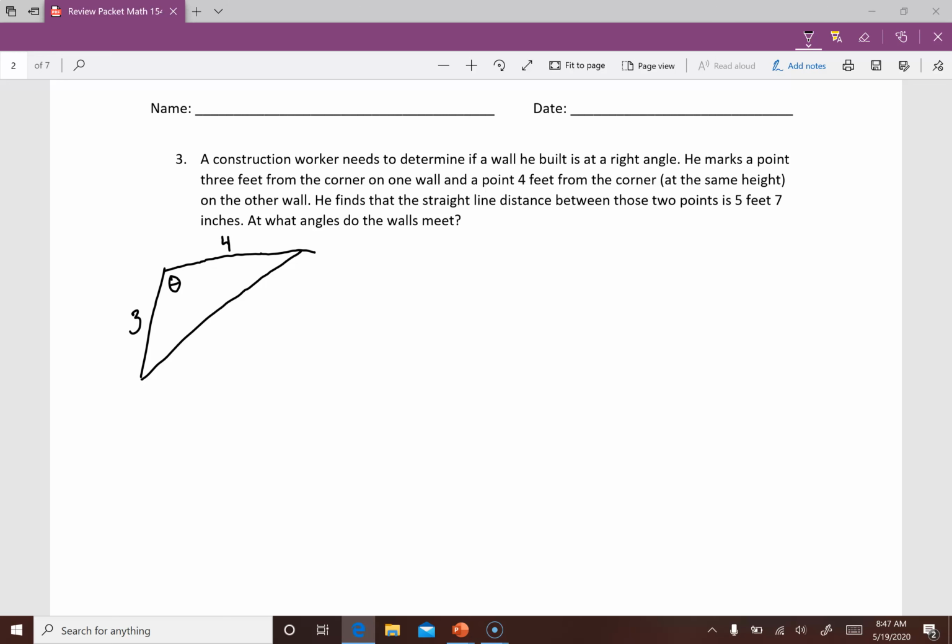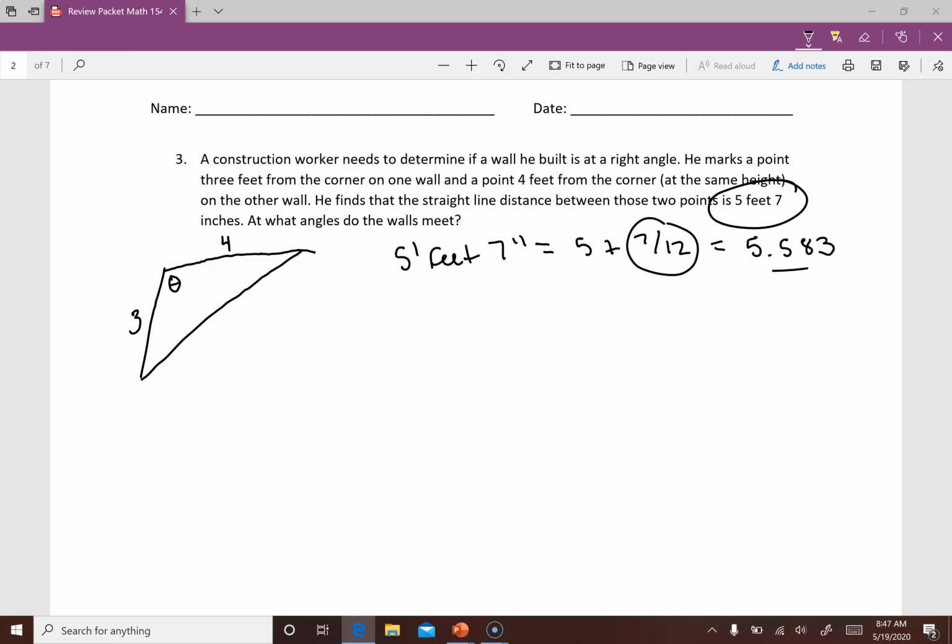Well, first of all, we need to convert 5 feet 7 inches into a decimal. And so 5 feet and 7 inches is going to be 5 plus whatever 7 divided by 12 is. Well, that's going to be 5.583. So 7 divided by 12 as a decimal is 0.583. So I'm going to mark that right here, 5.583. And it kind of makes sense that this angle is going to be bigger than 90, right?